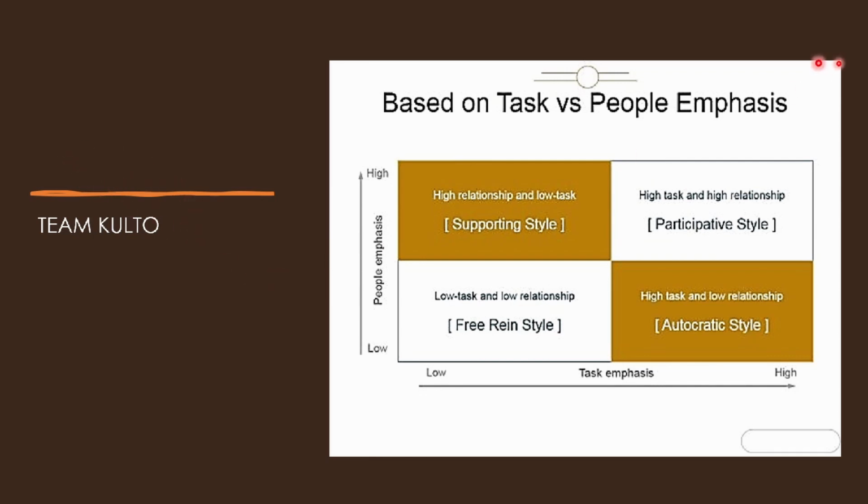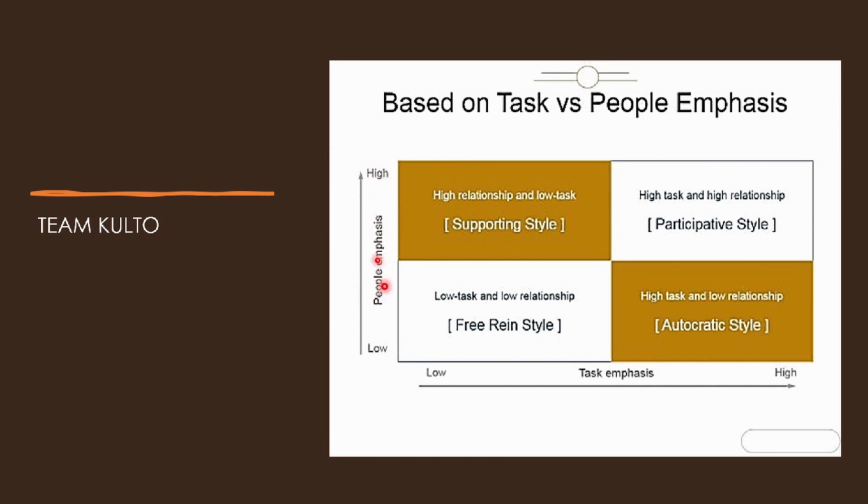Now, this is very easy for you to understand. Let me explain it to you. There are 4 boxes here. You have high relationship and low task, which is based on task versus people emphasis. You will see here people emphasis on this side and task emphasis on the other side. So a type of leadership that is high on relationship and low on task gears towards people emphasis. So it's high on people emphasis.